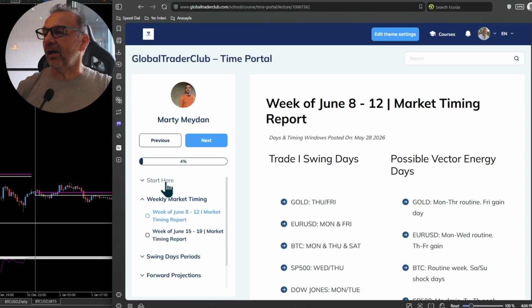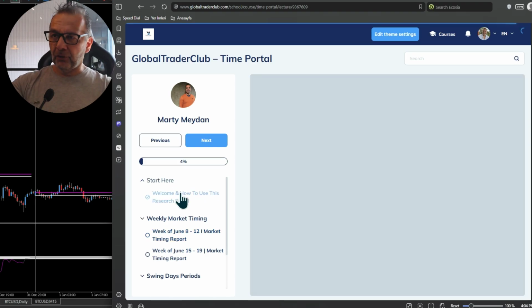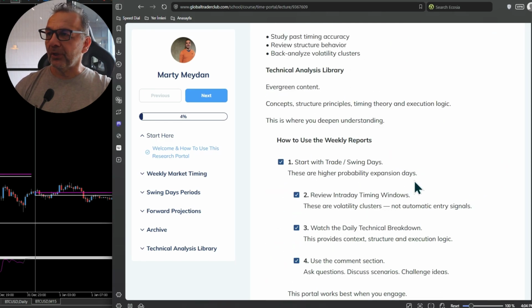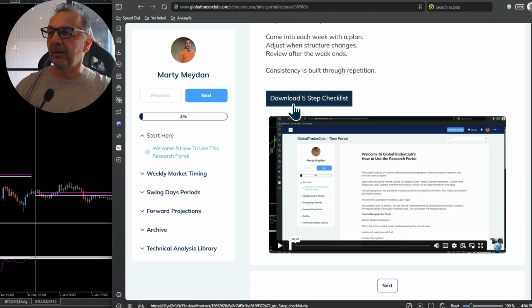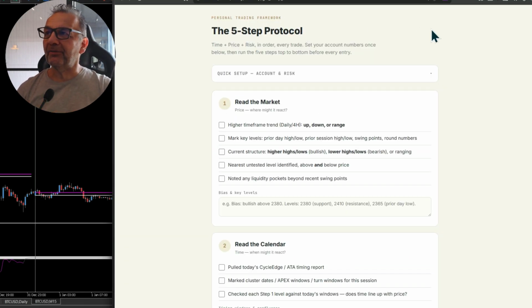Now it says start here, and this is exactly where you should start. Just read through that and see how it all sits in. I've also added here a download 5-step checklist. This is an HTML setup. I've put it in a zip folder, so you'll download it as a zip folder, but when you unzip it and double click, it'll open on your browser. It will work online, offline. It's just HTML. When it does open, this is what you're going to see, the 5-step protocol.